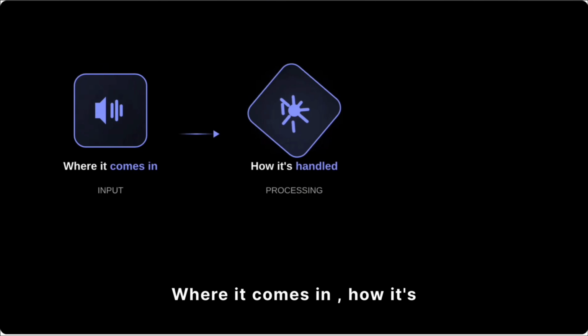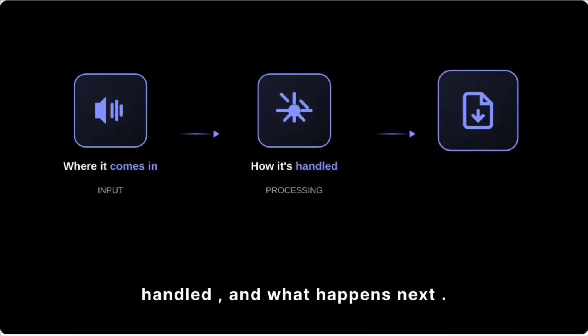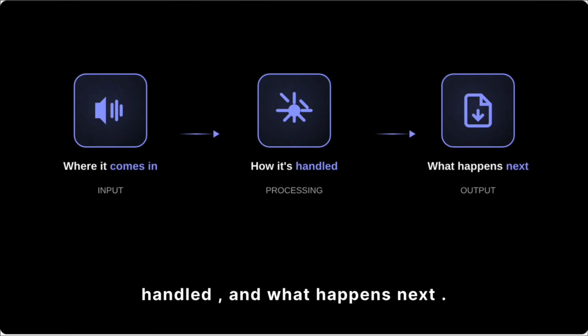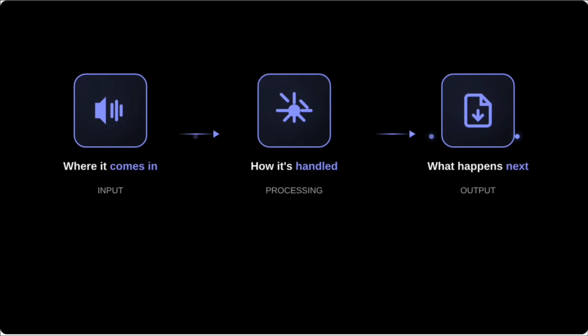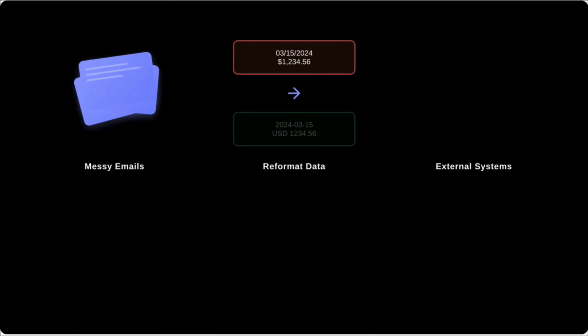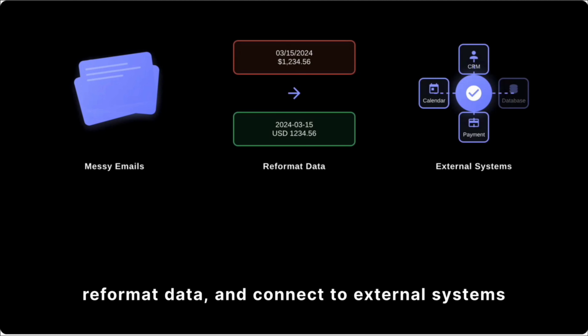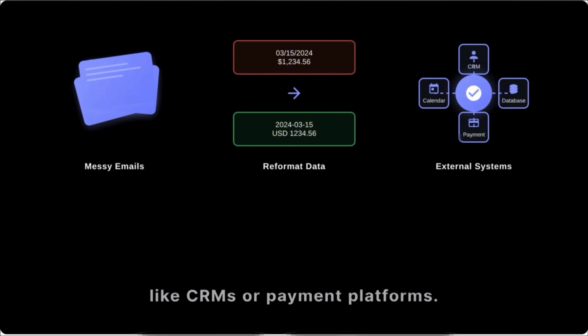So why do we care about data in this course? Because as automation builders, we basically control how data moves, where it comes in, input, how it's handled, processing, and what happens next, output. Over time, you'll need to deal with messy emails or PDFs, reformat things like dates or currencies, and connect to external systems like CRMs, calendars, or payment platforms. If you understand the data, you can build automations that actually work instead of breaking halfway.